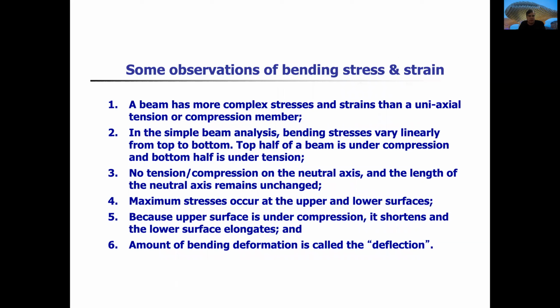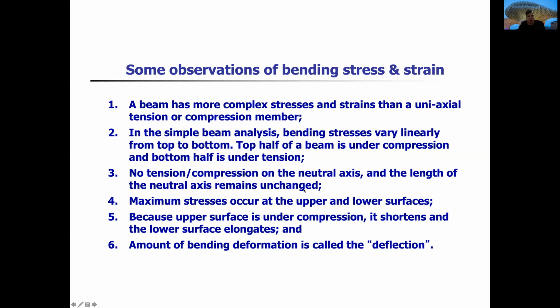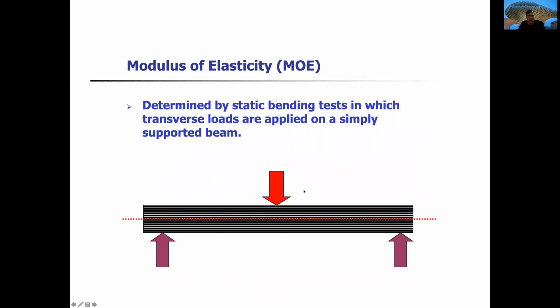Well, we have some observations when we do this kind of analysis, and we would like you to read this in the slides when you study and understand what's going on with the beam. We already spoke about what happens in the neutral axis, what happens up, and what happens down the beam. Well, the first calculation that we'll be doing today is modulus of elasticity, or MOE. It's a static bending test that will look at what happens with the loads that are traversing that particular element.